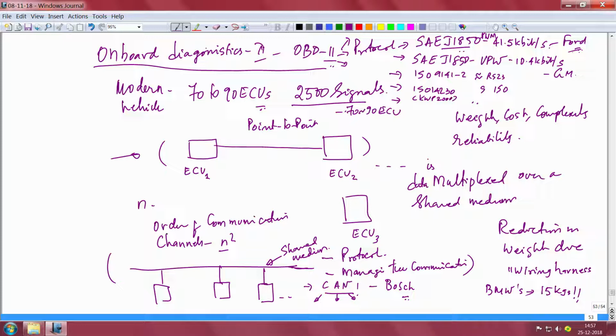Then there is a very famous ISO standard, and that I think you should recall, you should keep in mind, and that is ISO 15765, okay. And this is what I just discussed, is the CAN, okay. It gives you 250 kilobit per second, and it can also give you high speed CAN, which can go up to 500 kbits per second, right.